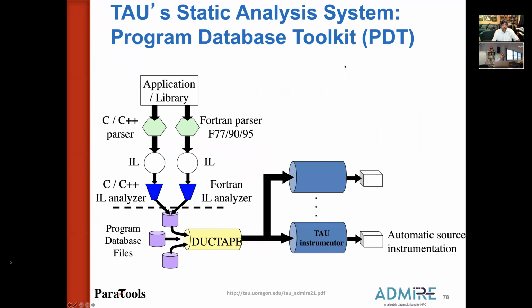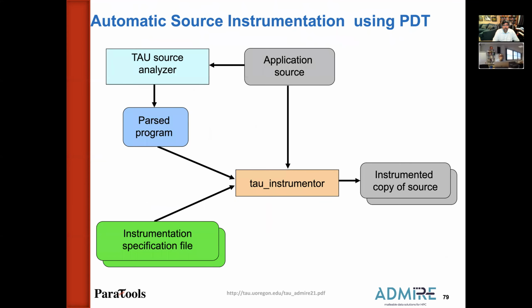The Program Database Toolkit is the source analysis system in TAU. It's a package that allows us to parse the source code of the application, add the hooks at the source level, and then create the TAU instrumenter, which can do automatic source instrumentation. It looks a little bit like this. You parse the source code of the application, and then you can read the instrumentation specification file, and then create a copy of the instrumented code, which is then compiled with the compiler, linked with the libraries, and then run to generate the profile data.